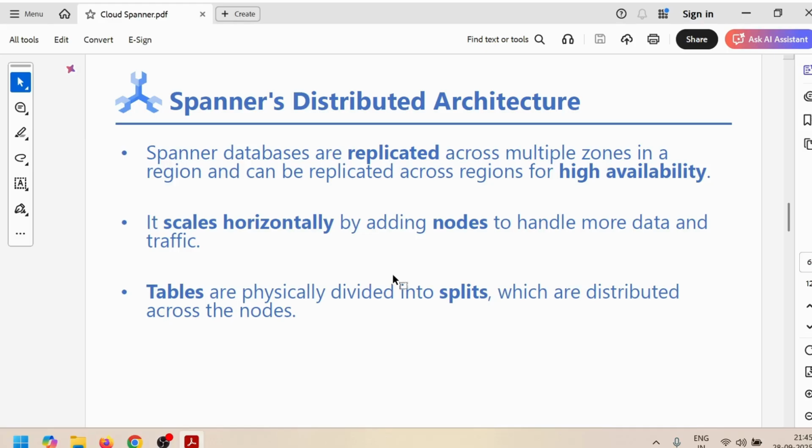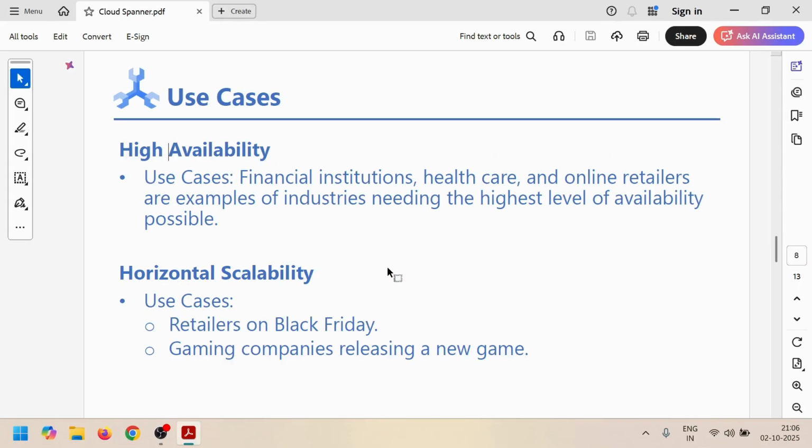So far we have seen what is the need of Spanner, what is Spanner, and its key features. Now we are going to see its use cases. We have seen the key features of Spanner. These are high availability, horizontal scalability and global consistency. So our use cases should be related to these features.